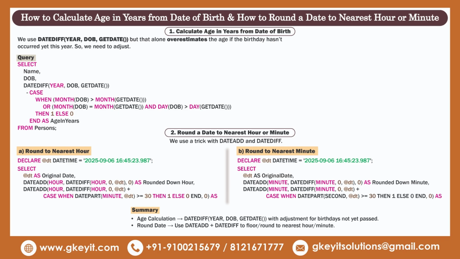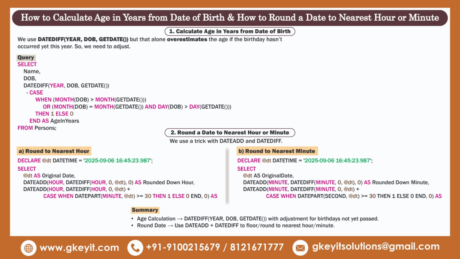SELECT name, date of birth, DATEDIFF(year, date of birth, GETDATE()) minus CASE WHEN MONTH of date of birth is greater than MONTH of GETDATE, or MONTH of date of birth is equal to MONTH of GETDATE and DAY of date of birth is greater than DAY of GETDATE, THEN 1 ELSE 0 END AS age in years FROM persons table. We'll see these things practically in SSMS.